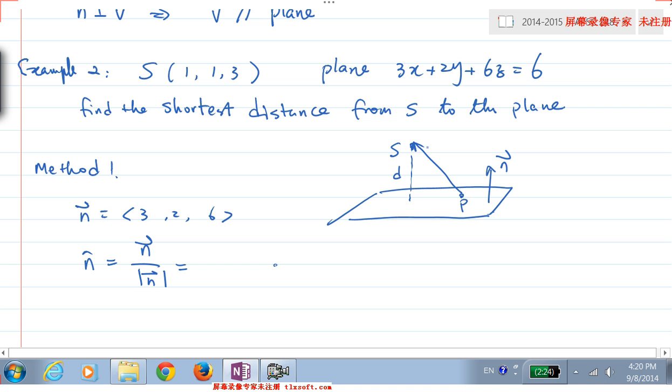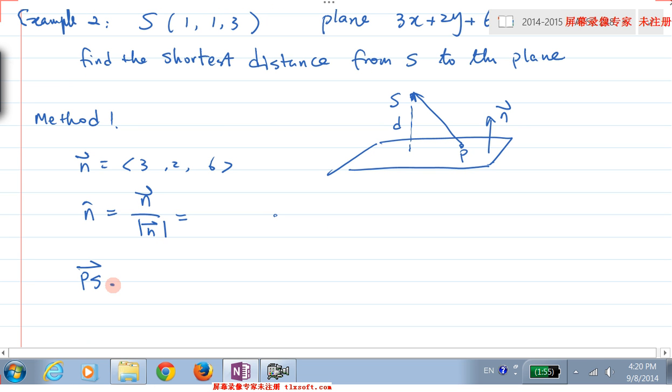That's good, right? If I construct this vector, then the next thing is to do what? PS dot where? Dot the n hat. What does that give us? Direction? No, that gives us the projection, which is basically the D here, right? The D here. Okay?